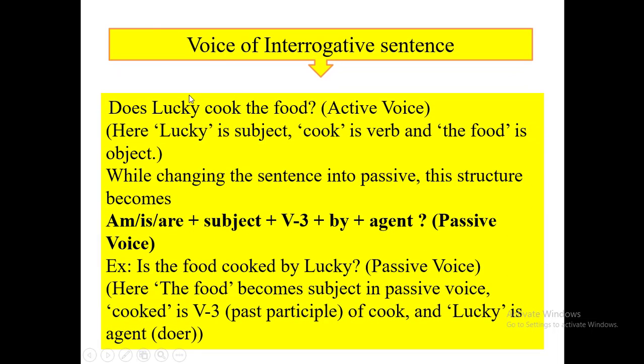Now, voice of interrogative sentence. Let's see how to change it. Does Lucky cook the food? Active voice. Here, Lucky is subject, cook is verb, and the food is object. While changing the sentence into passive, this structure becomes am, is, are plus subject plus V3, past participle of the verb, plus by plus agent. Agent means doer. And last of all, question mark.